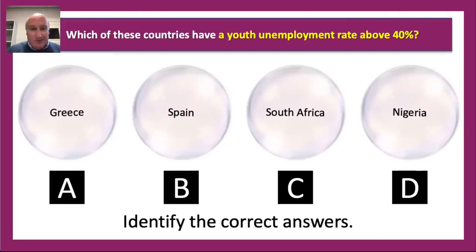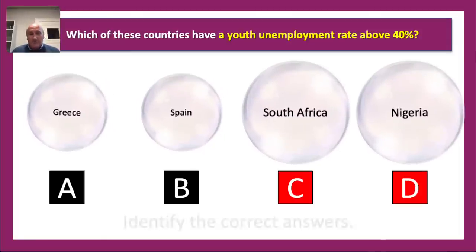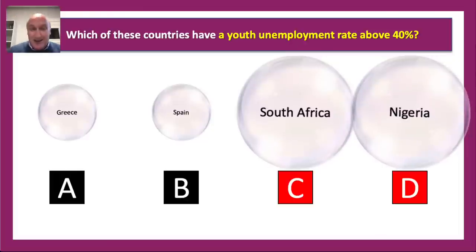Matthew Dayton, one of our great contributors, has been, I think, with us every session. He thinks C and D. Holly thinks B, C, D. That's interesting. Spain and Greece. Here's the answer. It is South Africa, Nigeria.